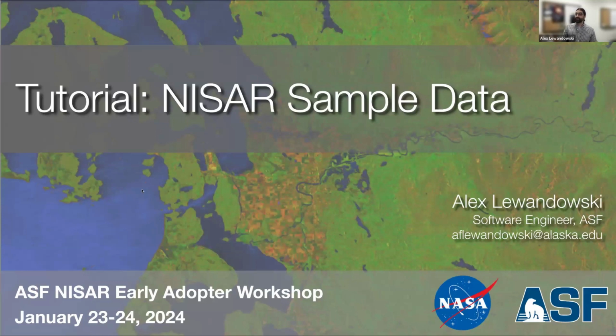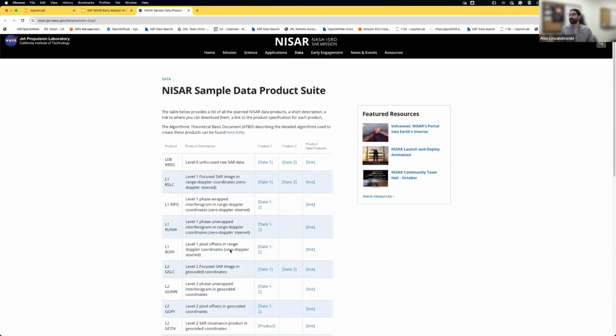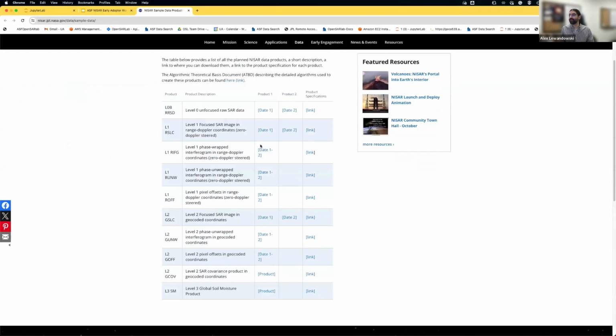Okay, so I'll give a little demonstration on using some of the NISAR sample data. In the slide show here, there is a link to the NISAR sample data page where you can find a lot of information about all these products and the sample products themselves. All the product specifications are on the right here, and then the links to the products are here.